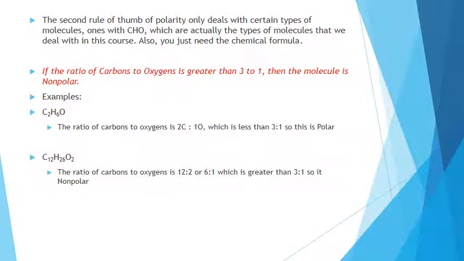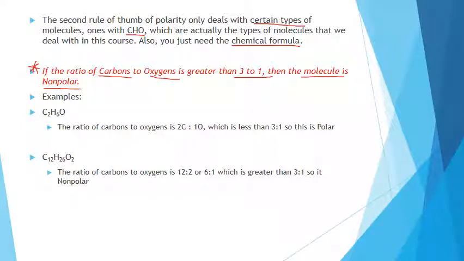All right, the second rule of thumb only deals with certain types of molecules, ones that have carbon, hydrogen, oxygen, and we could even include nitrogen. And these are the types of molecules that we deal with in this course, because all of the biological macromolecules have carbon, hydrogens, and oxygens. So the only thing you need here is the chemical formula. You don't need the bonding. And the rule of thumb goes like this, and it works most of the time, again, it's just a rule of thumb. If the ratio of carbons to hydrogen is greater than 3 to 1, the molecule probably is nonpolar.